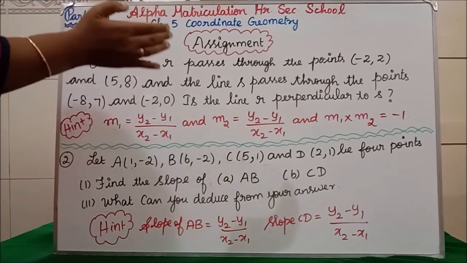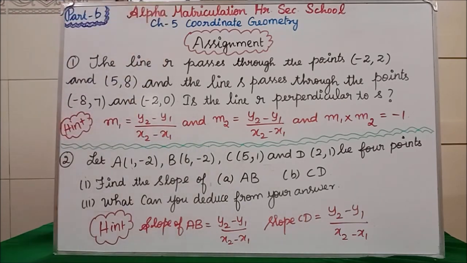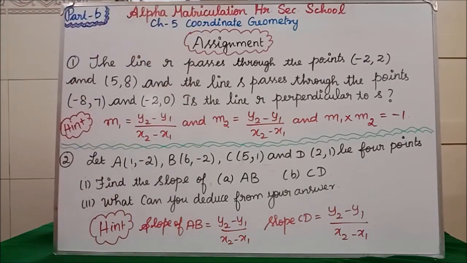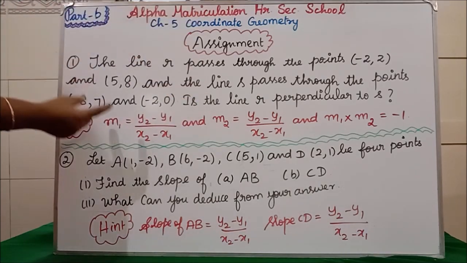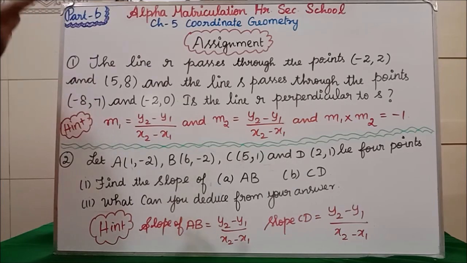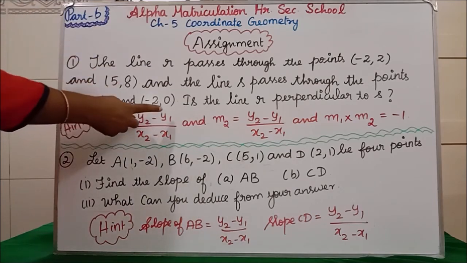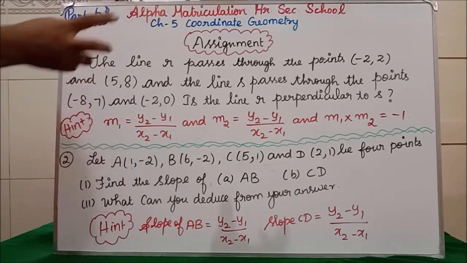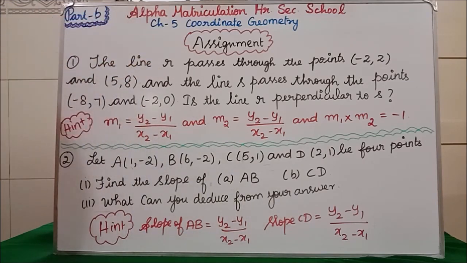Is the line R perpendicular to S? They were asking. So you all know perpendicular means what formula so far we have used? m1 into m2 is equal to minus 1. Clear? So first m1 how we are going to find is the 2-point formula: y2 minus y1 divided by x2 minus x1. So minus 2, 2, 5, 8 you are going to take this for m1. Then for m2 you are going to take these 2 points.